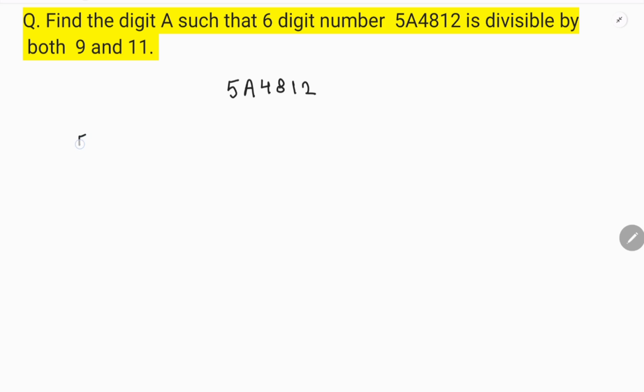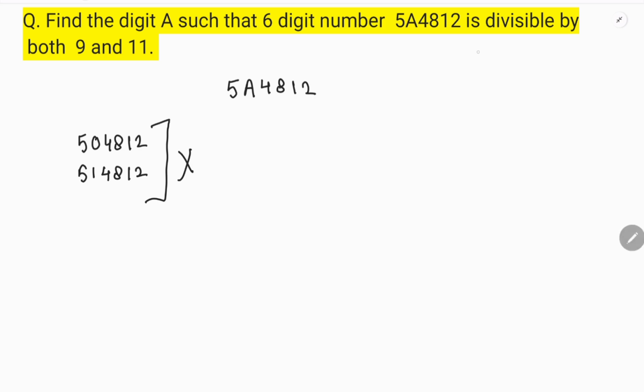They first write A as 0 and then they try whether it is divisible by 9 and 11 or not. Then they write 1 and try whether that number is divisible by 9 and 11 or not. But this is not the right method. Okay. For this type of question we should know the divisibility rules of 9 and 11.